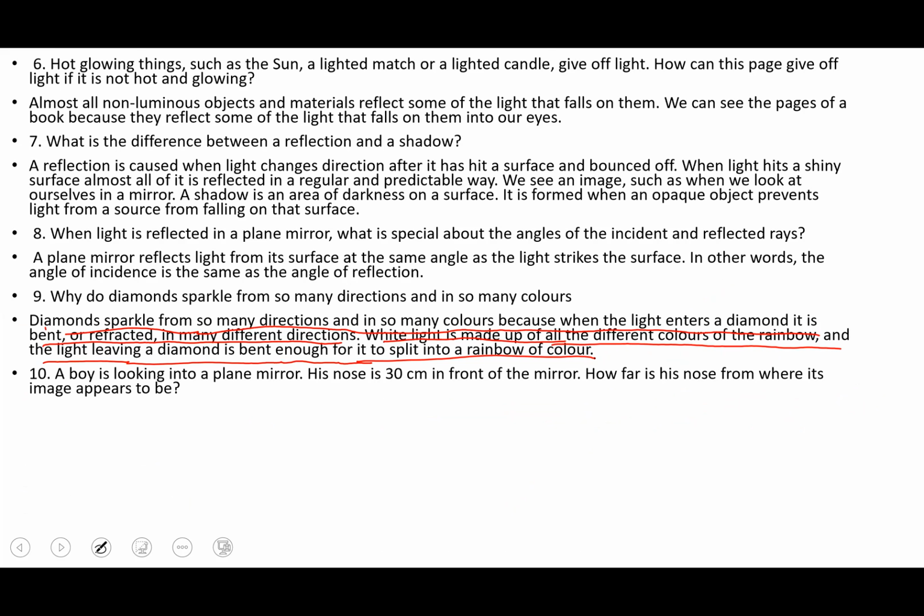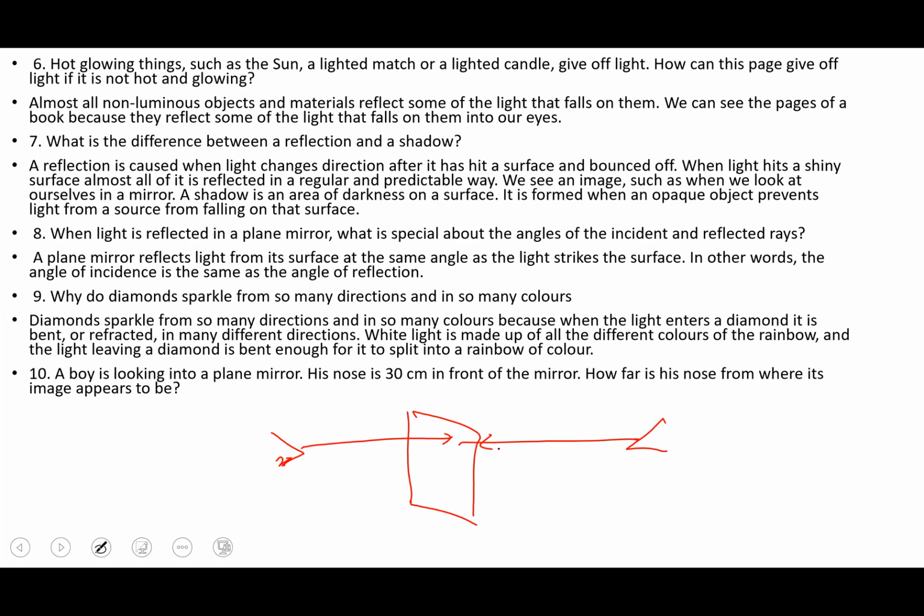Question number 10. A boy is looking in a plane mirror. His nose is 30 centimeters in front of the mirror. How far is the nose from where its image appears to be? Now, if this is a mirror and this is the nose he's talking about, then he will see in the mirror and think that the nose is 30 centimeters away. So the total distance from here to here is 30 plus 30, that means 60 centimeters. He will think that the nose is 30 centimeters away, but it's actually 60 centimeters away.